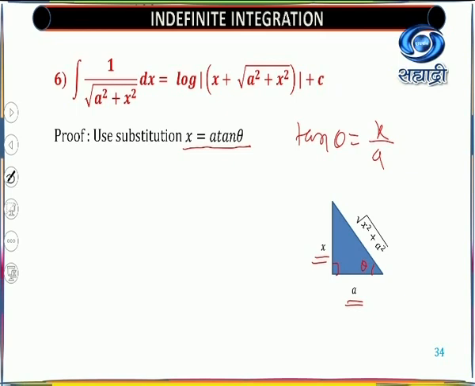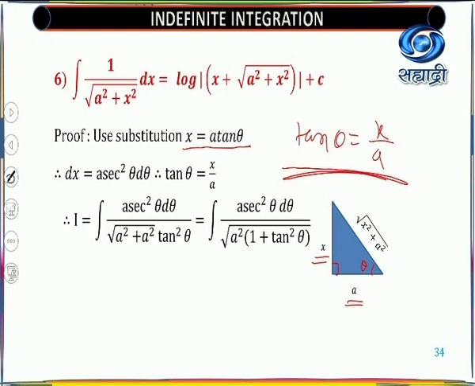Now after this substitution, we need some simplification. First we'll find the differentiation, and tan theta is sufficient here. So x equal to a tan theta, dx equal to a sec square theta d theta. What is tan theta? Just now I explained, tan theta is x upon a. Now we'll begin with our integration. Integration says I equal to, now look here, the dx value. What is the dx value? Dx value is a sec square theta d theta.